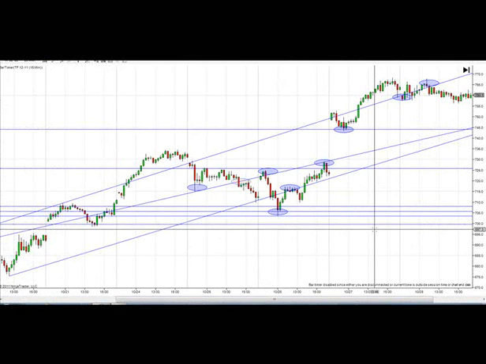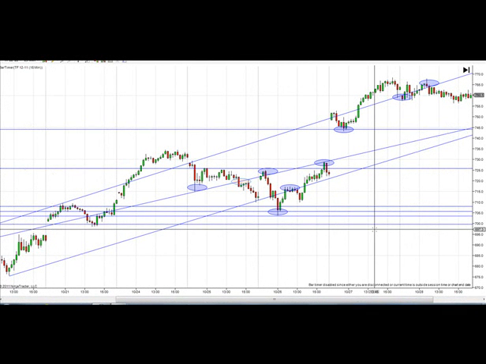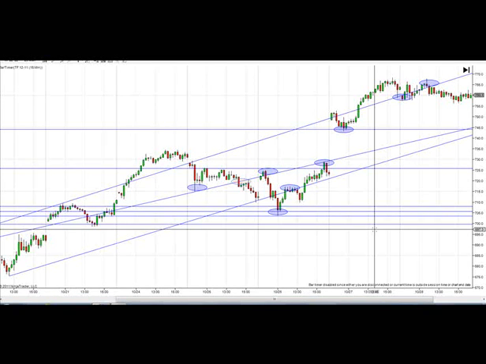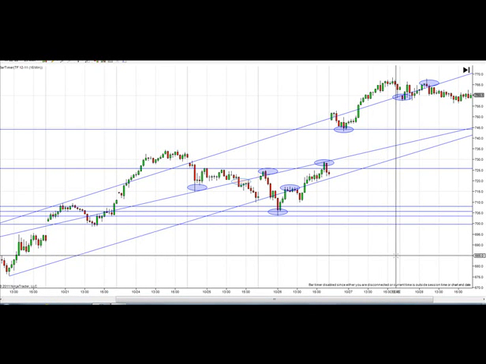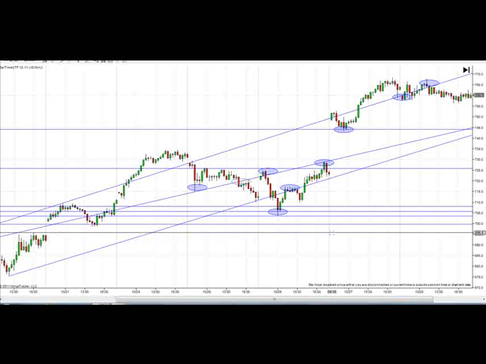Welcome to the weekly recap for 10/24 to 10/28. We're working on the TF contract, Russell 2000. We're on a 15-minute chart right here. We have lots of trend lines and lots of support resistance lines. We're going to be looking at the 15-minute chart only today and going over larger, bigger picture signals.